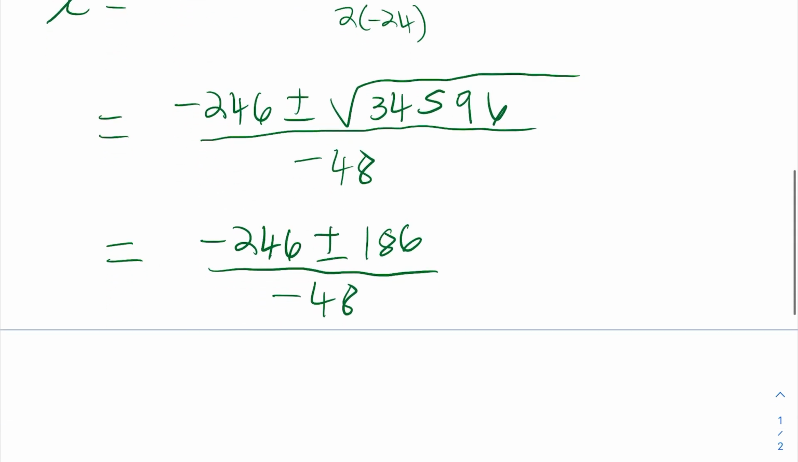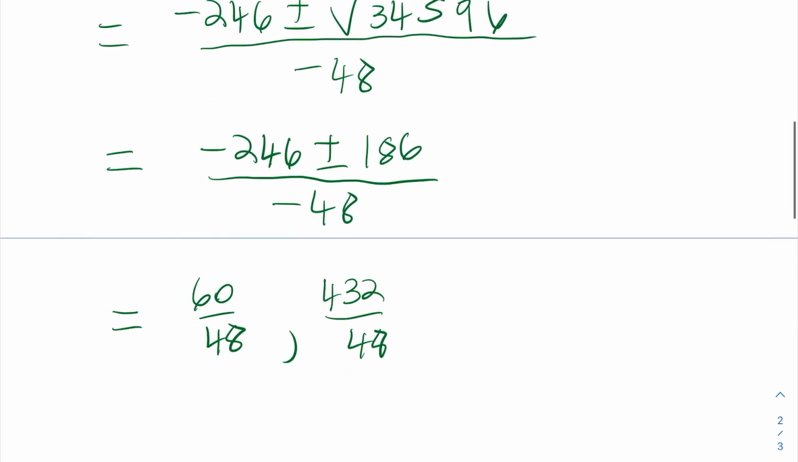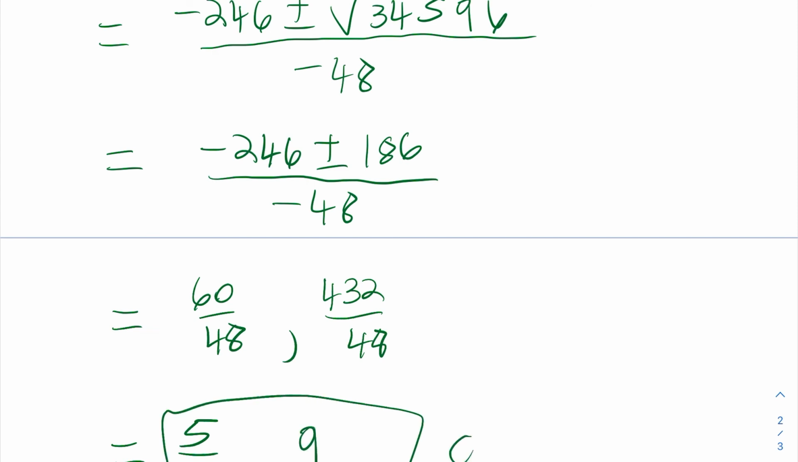And then I get two answers, one of them being 60 over 48, and the other one being 432 over 48. And when I reduce those, I get my two critical numbers, 5 over 4 and 9. And these are my two critical numbers.